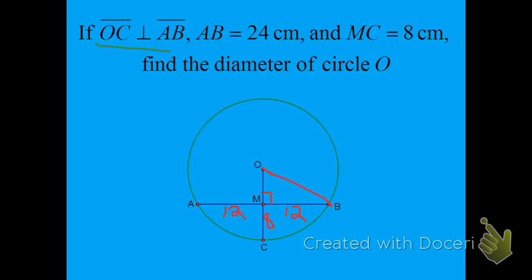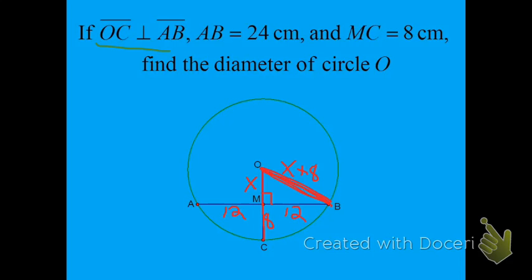We know one of the sides is 12. We don't know OM, so let's call it x. The reason why I did that is because now I can express the radius as x plus 8, because from here to here is x plus 8. And so is from here to here, because they are both radii, from O to B and from O to C. So since the radius is x plus 8, now I have enough information to set up the Pythagorean theorem.